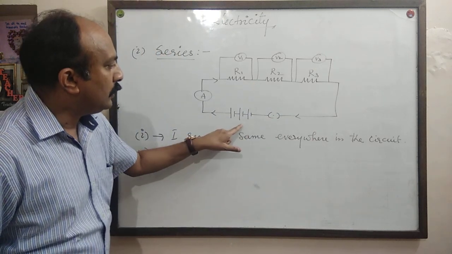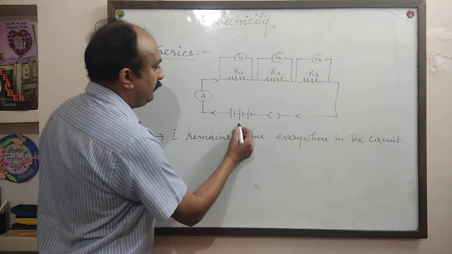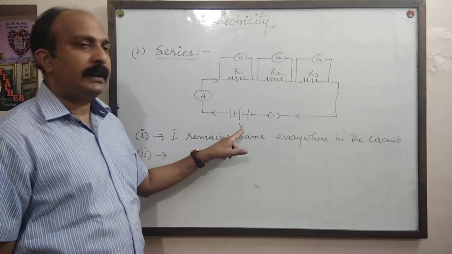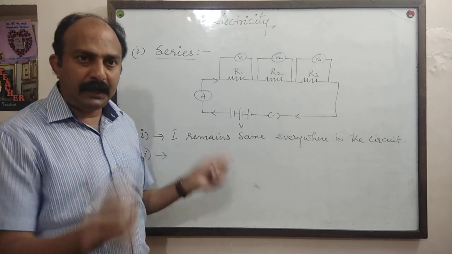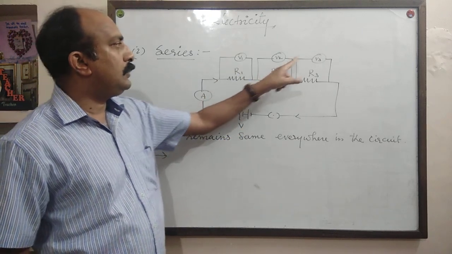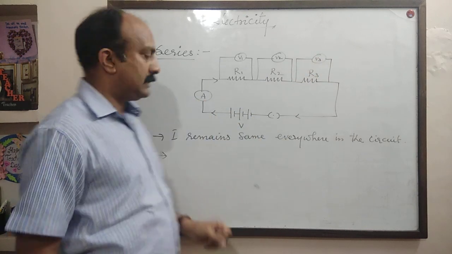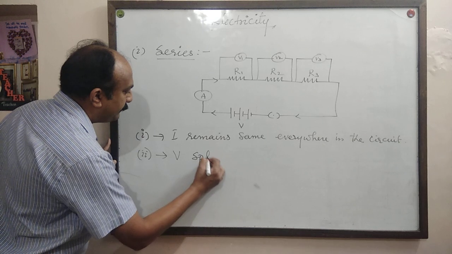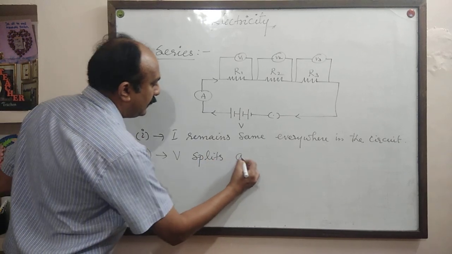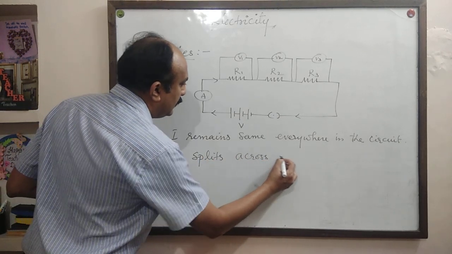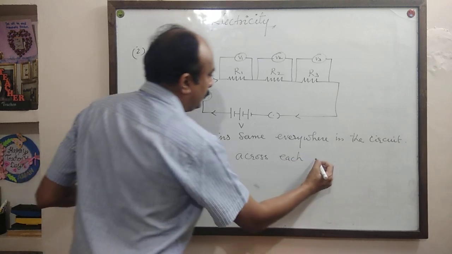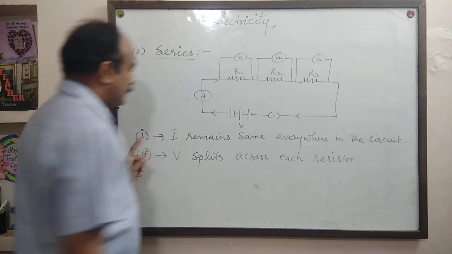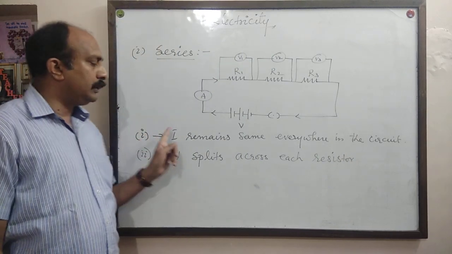So this is the total V of the circuit. The total potential difference of the circuit will split into V1, V2 and V3 in series. So the second point is V splits across each resistor. So remember these very important two points.